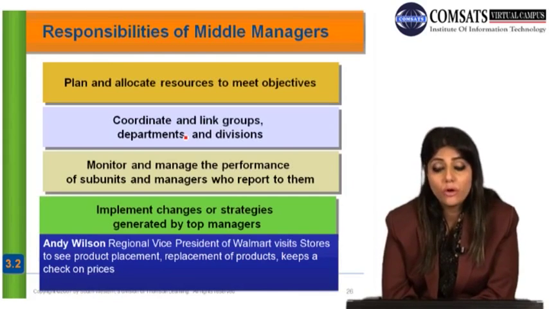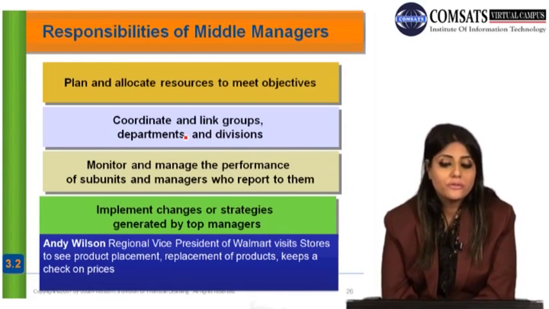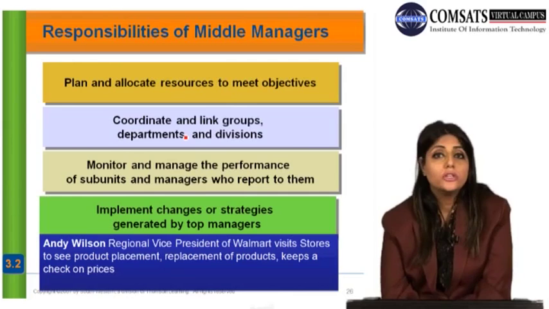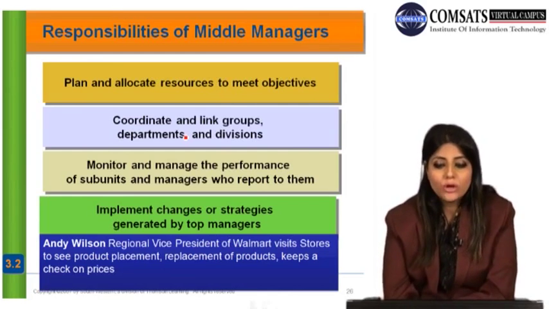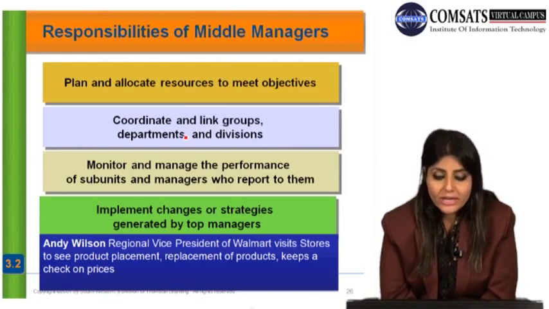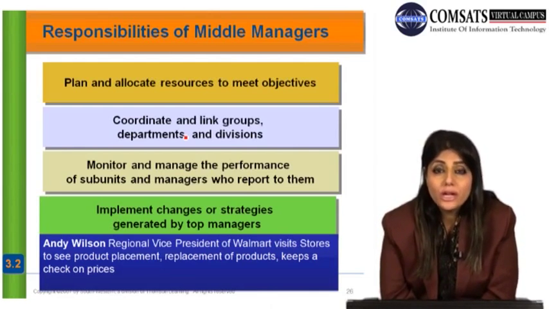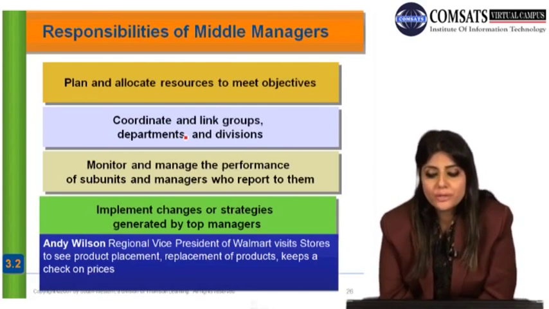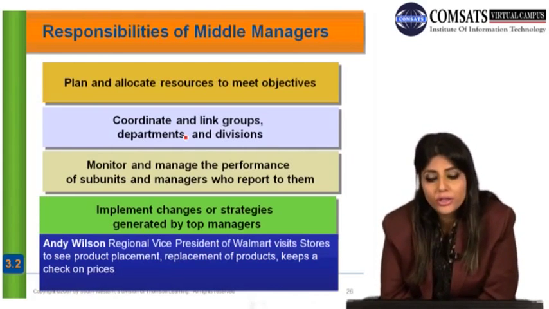Right, so the middle managers are responsible to formulate such plans, and then they are responsible to coordinate the activities of the different departments, of the different divisions, of the different units within the same division, right? So they act as coordinators between those different divisions, and then monitor and manage the performance of subunits and managers who report to them, right? So they are also responsible for monitoring and managing the performance of the different units, of the different subunits, of the different departments, of different branches within the same division. And the first line managers who are running those departments, they also report to them, and the regional managers are responsible for their performance as well.